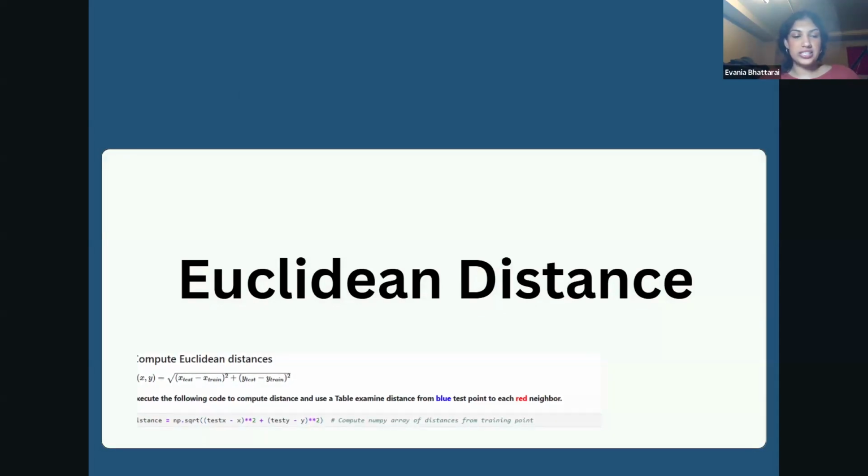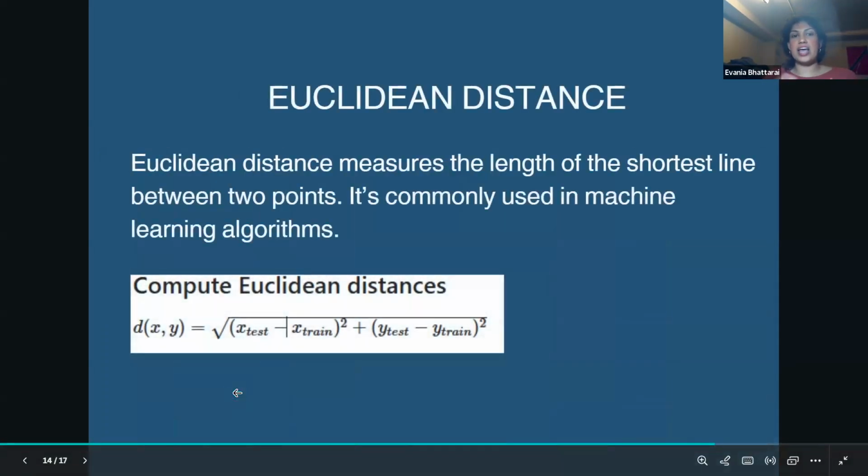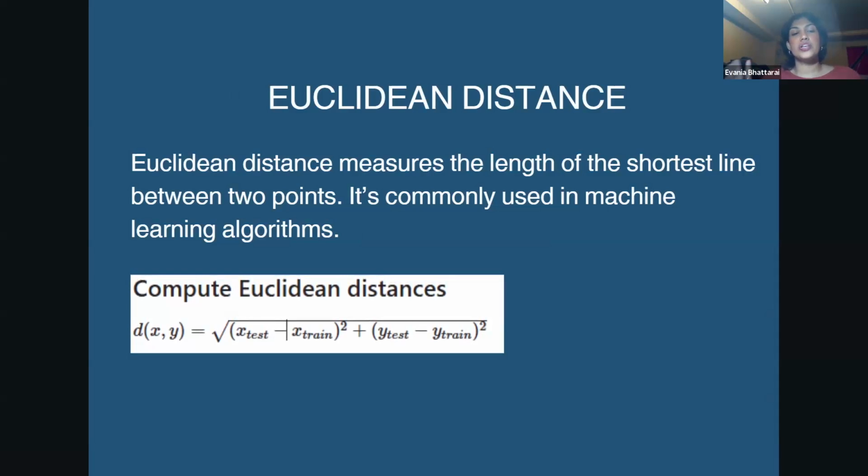For the Euclidean distance, I'm going to be talking about what it is and why it's important. The Euclidean distance measures the length of the shortest line between two points. It's commonly used in machine learning algorithms. So here is the Euclidean distance formula.